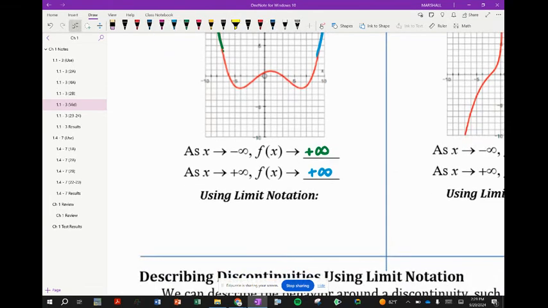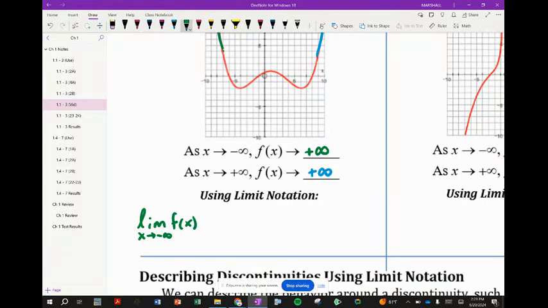So for limit notation, you start with the word limit, or the abbreviation LIM. And then underneath it, you're going to talk about which direction you're looking. We're looking for the limit as x approaches negative infinity first. And we're going to do this top one. And then I'm just going to put what I'm looking at. I'm looking at a function f of x. I don't know what the function is, so I'm just going to use f of x.